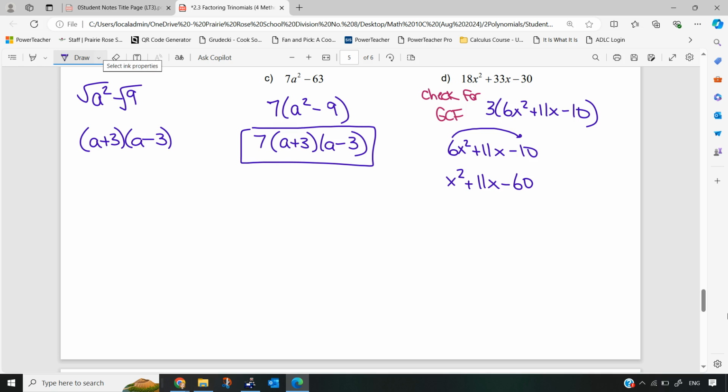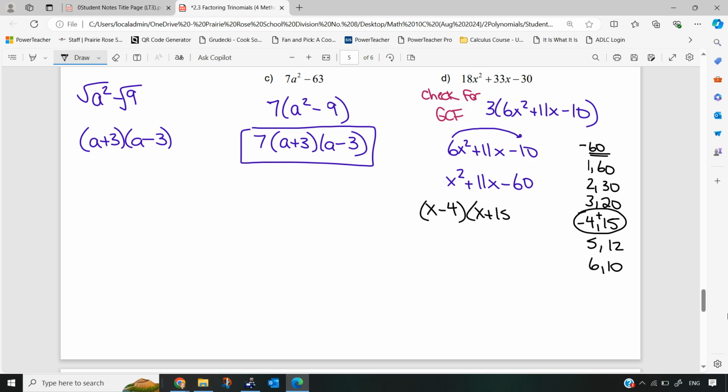We start by listing our factor pairs. We have a negative product, so we want opposite signs. We have a positive sum, so the factor pair I'm going to go with is 4 and 15. I want a positive 15 and a negative 4. So that leaves me with x minus 4 and x plus 15.